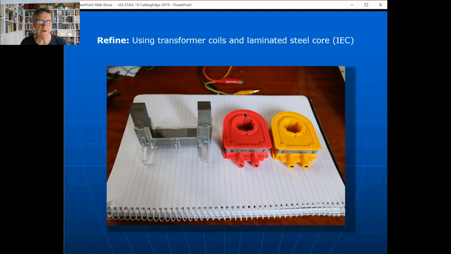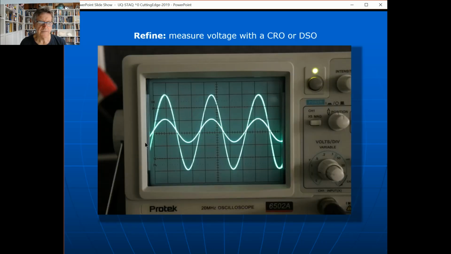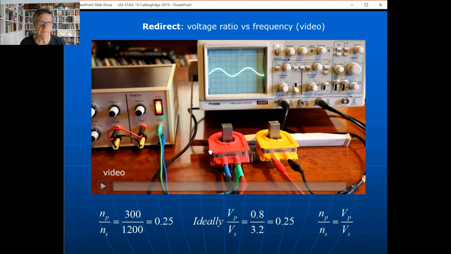Here's one you can do. Look, I've used an IEC laminated steel core, and you just put the two coils on that, and I've measured the input and output using an oscilloscope. So look, imagine that to be 3 volts in. There's the primary, the secondary is 1 volt out, if you like, and the phase relationship is the same, so they're in phase. So that's a nice little thing you can do, but not a lot to see here.